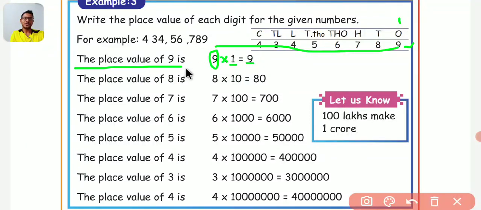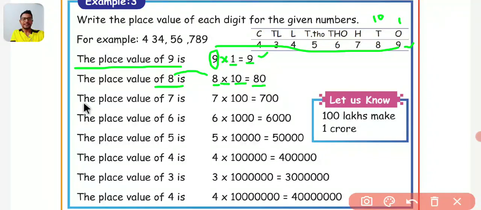So the place value of 9 is what? 9. Yes. Now I'm going to find the place value of 8. You have to write the number as itself, then put the multiplication symbol cross, 8 cross, then write the place. 8 is in which place? Tens place. Tens means 10. So you multiply 8 by 10. So 8 tens are 80.